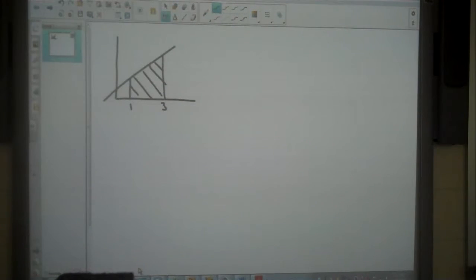Now, for question 11, we're actually asked to find the area in two different ways. We're asked to find it using the formula for the area of a trapezium, and then also using integration. Just to remind you, trapezium is the English word for trapezoid.